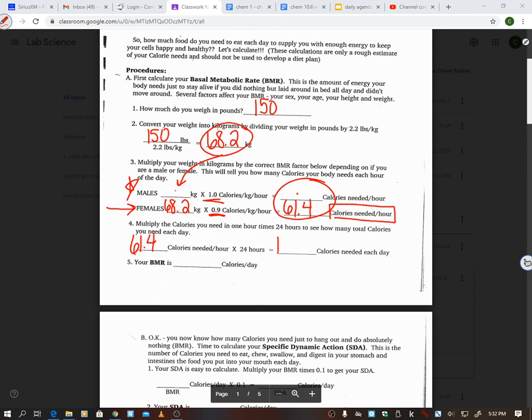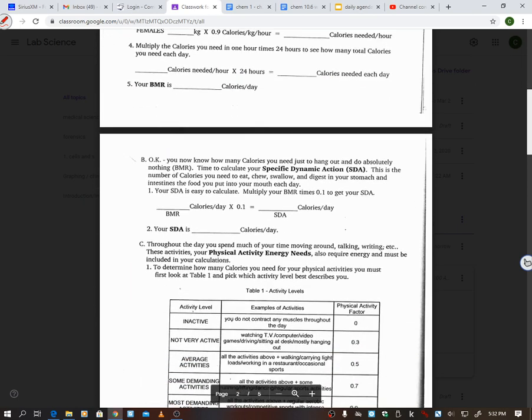Now this is 1,472.7 calories needed each day. So this would be my BMR as a 150-pound female. Okay, if you weigh different, if you're a male, yours is going to look different. Okay, so I'm going to clear the ink.